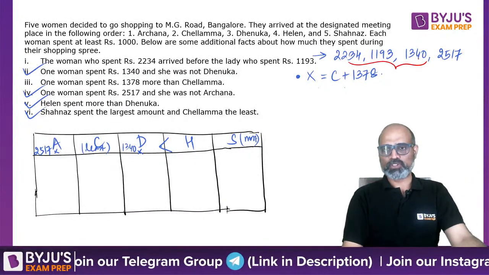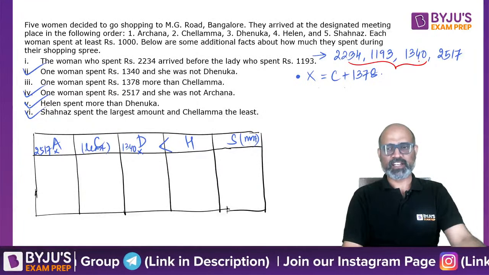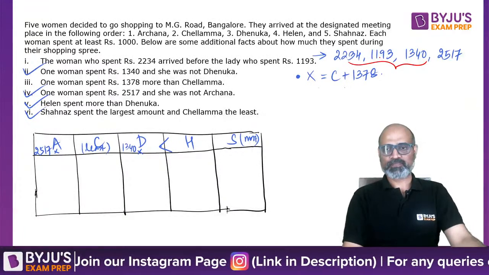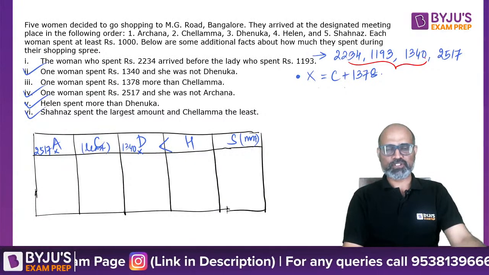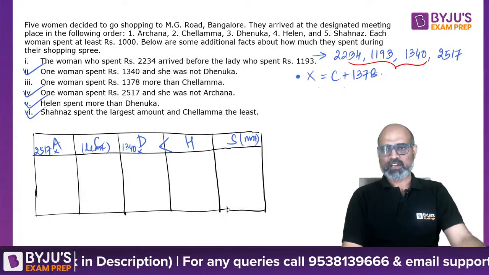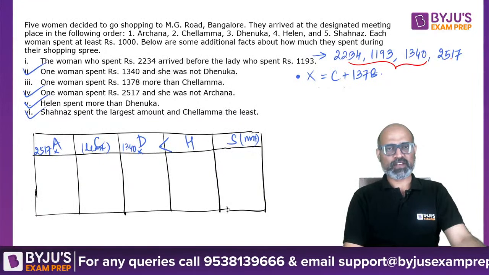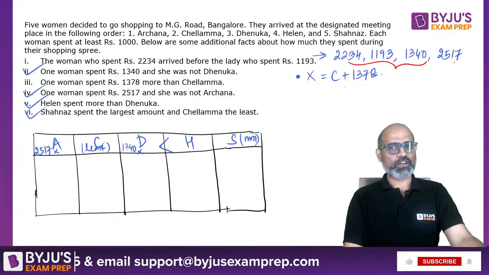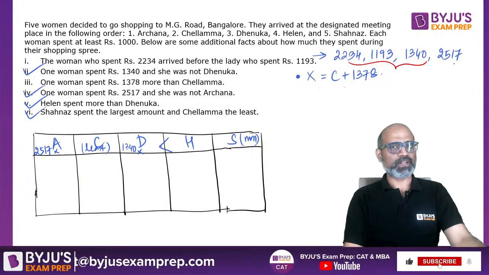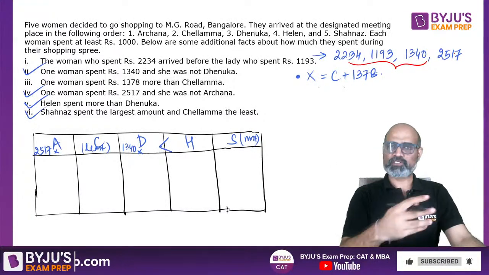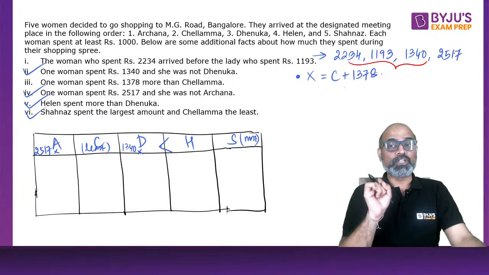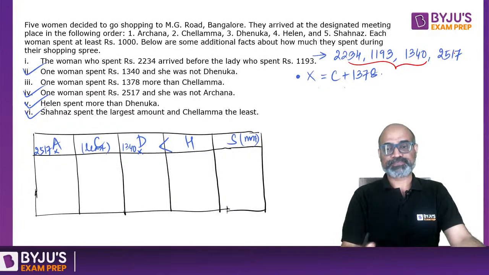Okay, what about 2234 and 1340? It will end in 4. 2234 and 2517, it will end in 7. 1193 and 1340, it will end in 3. 1193 and 2517, it will end in 6, not 8. And 1340, 2517, it will end in 3, or vice versa, it will end in 7. So we don't see any difference of 2 numbers which is going to end in 8.